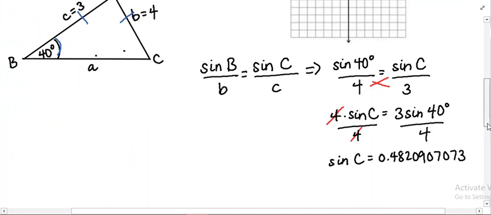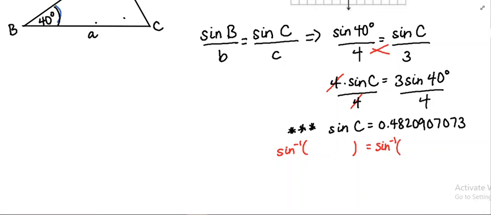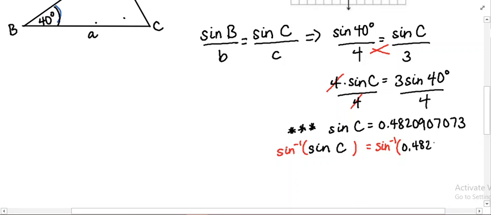Keep that in mind because this is the ambiguous case. You're going to have to return to this statement to figure out if there's a second triangle. Let's continue to get the measure of angle C here. C is trapped by the sine, so we're going to take the sine inverse of both sides. We're going to get that the sine inverse of the sine of C is equal to the sine inverse of this decimal, 0.48 and so on.